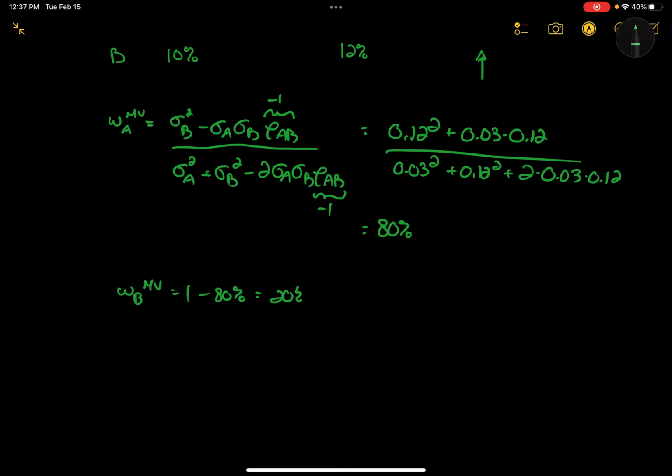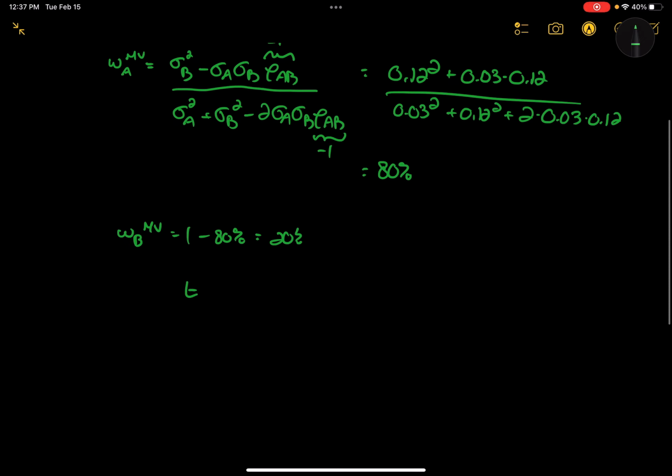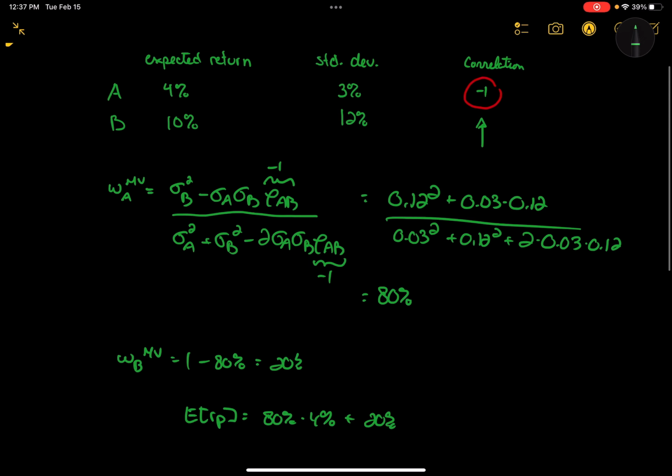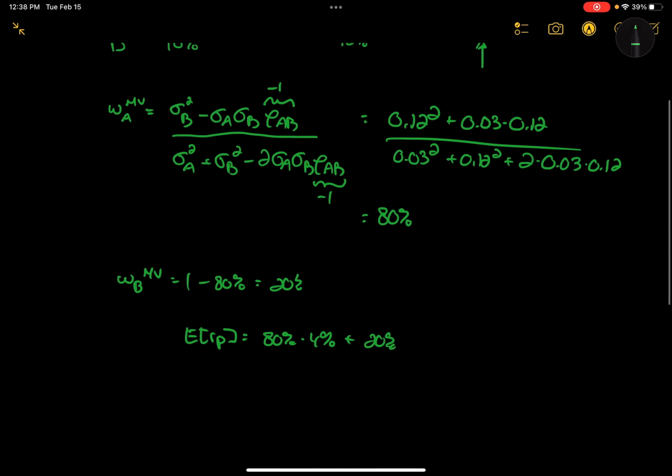Now the question is, what is the expected return of that risk-free portfolio? We can find that very easily. The expected return is equal to 80% times return of A, that's 4%, plus 20% times the return of B, that's 10%. Again, using a calculator, we find 5.2%.